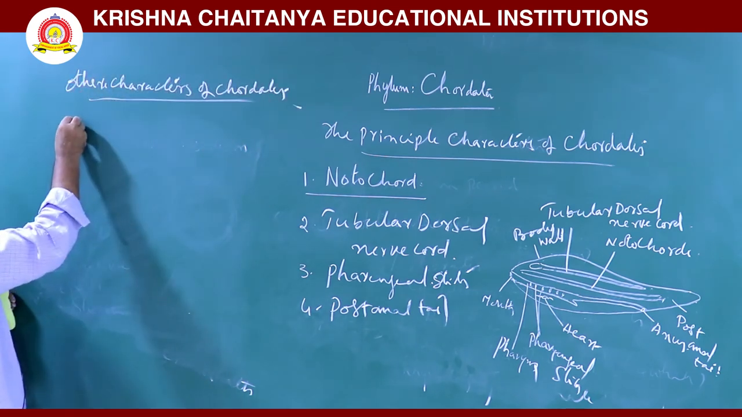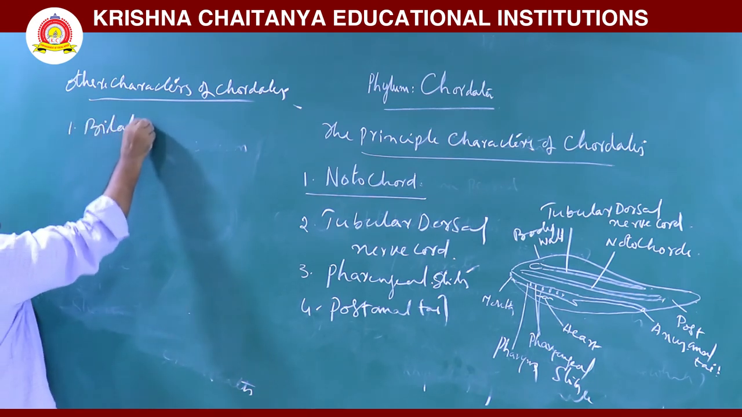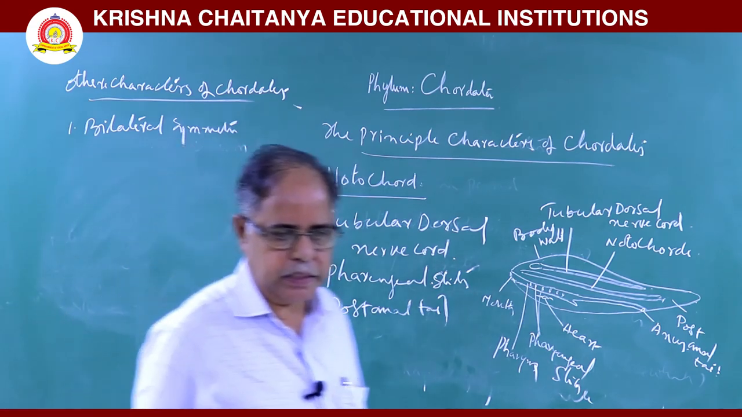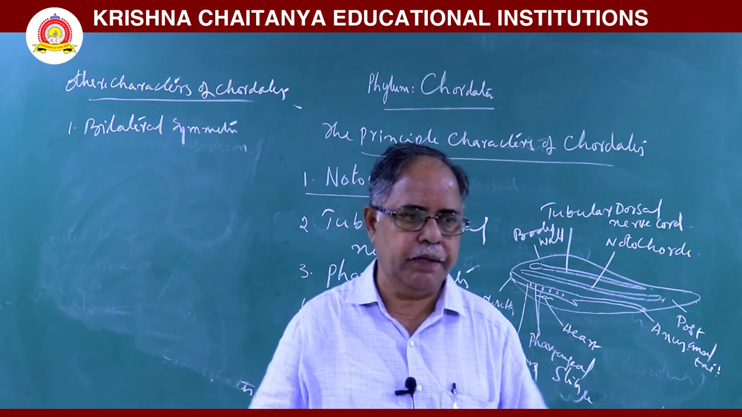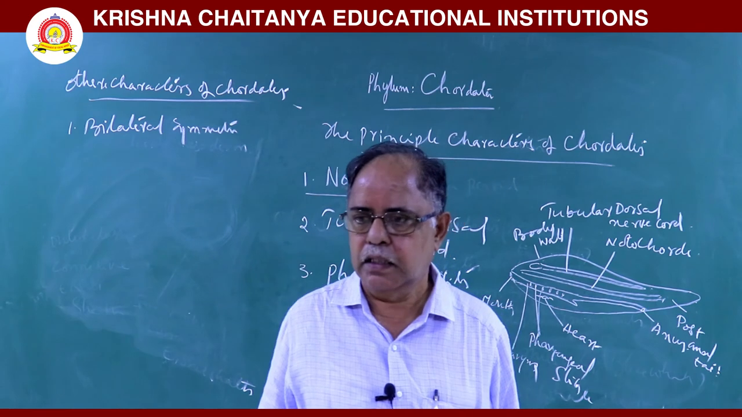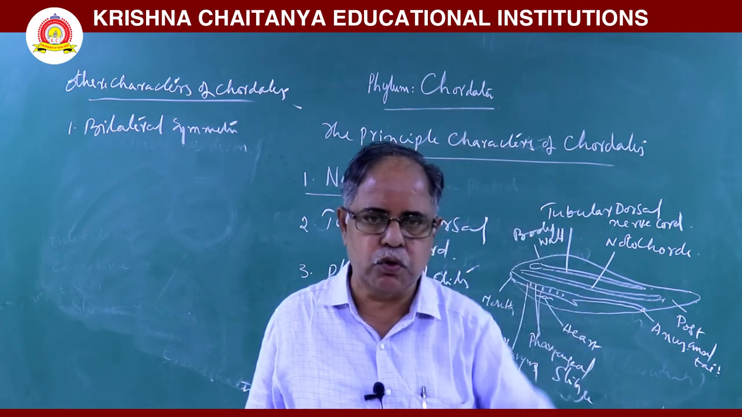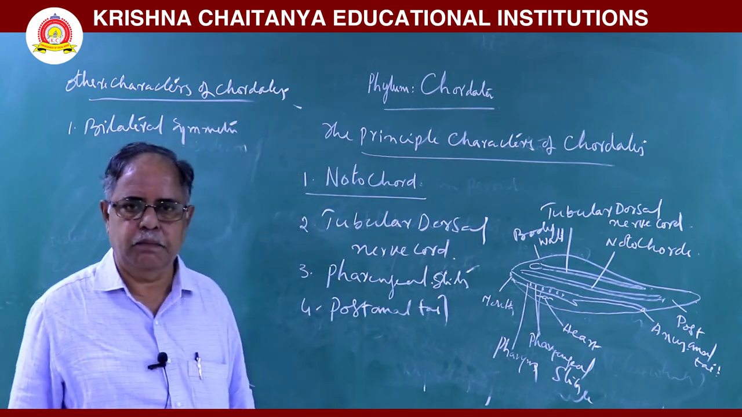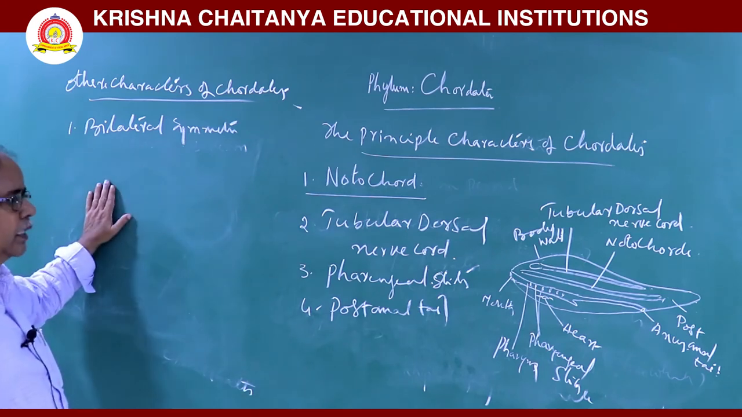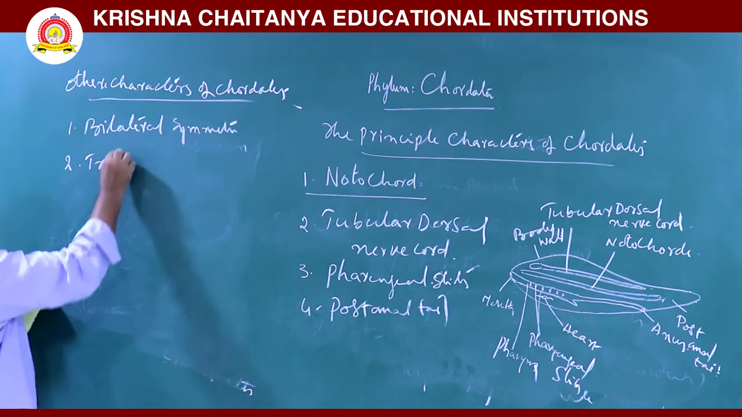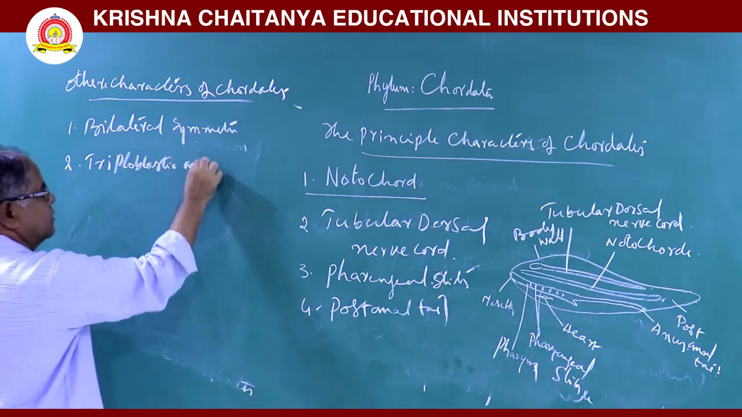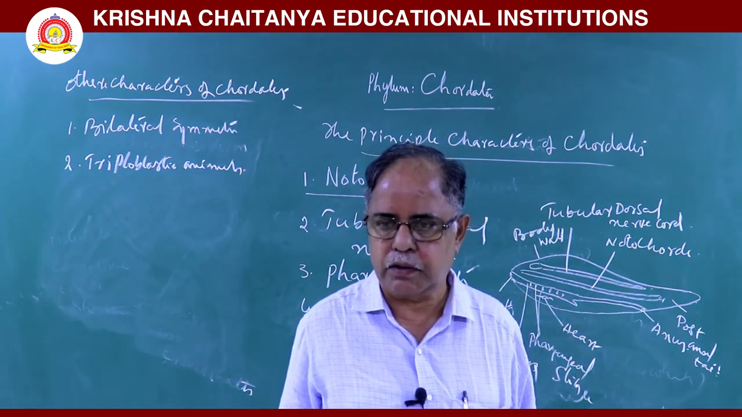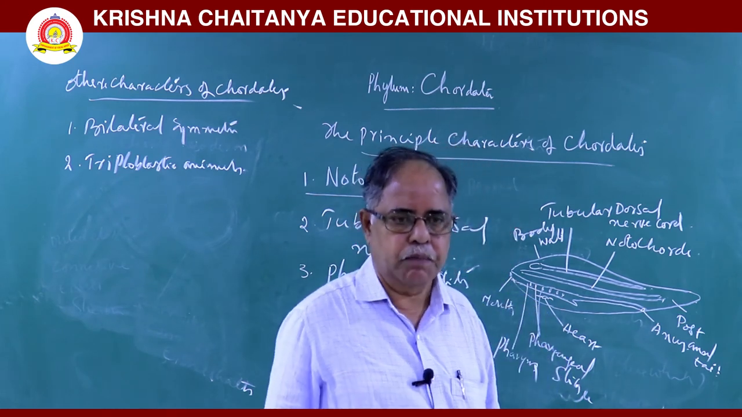One is bilateral symmetry. Chordates have bilateral symmetry. The body can be divided into two halves. When we cut the animal through a plane along the oral and aboral axis, we get two equal halves, mirror images. That type of symmetry is called bilateral symmetry. They are triploblastic animals, meaning three germ layers are formed during development: ectoderm, endoderm, and mesoderm between them.